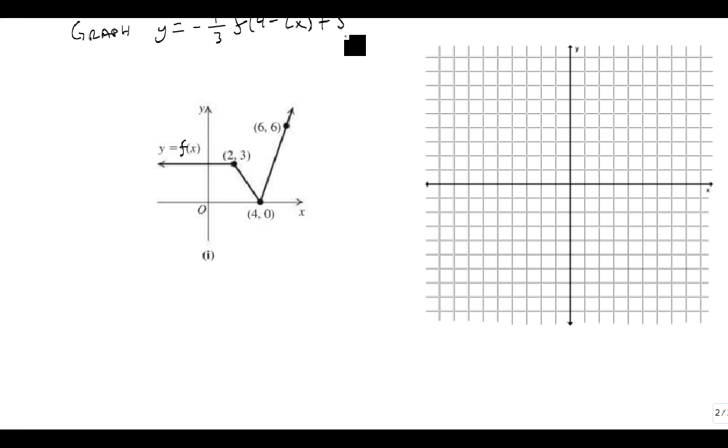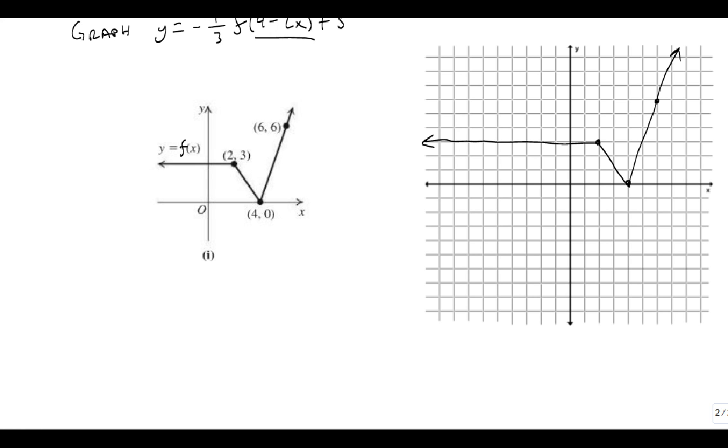The way that we do this is we start with a horizontal shift. These are our points. I'm just going to mark just the key points for now. We've got (2, 3), (4, 0), and (6, 6). So the black is the original. And the very first thing that we're going to do as we look at this graph is say, hey, we need to do a horizontal shift first.